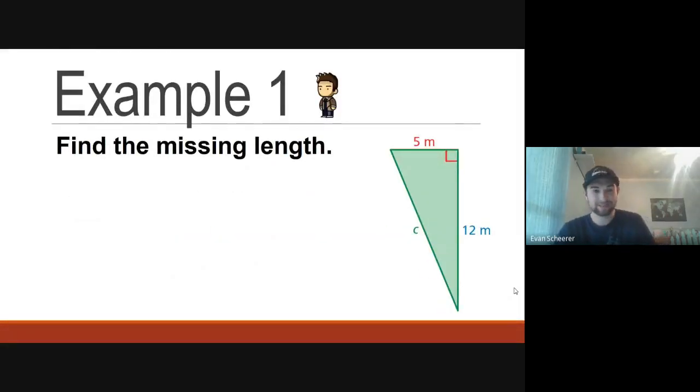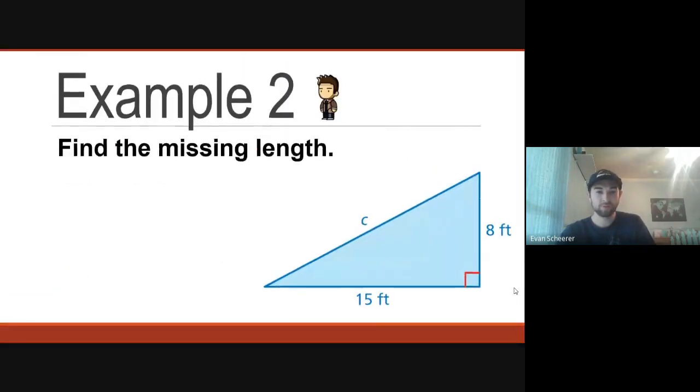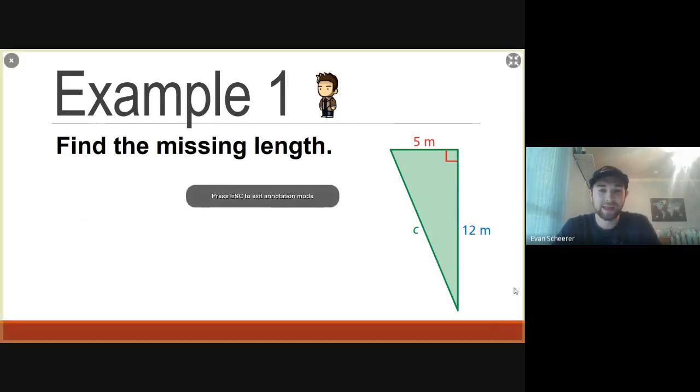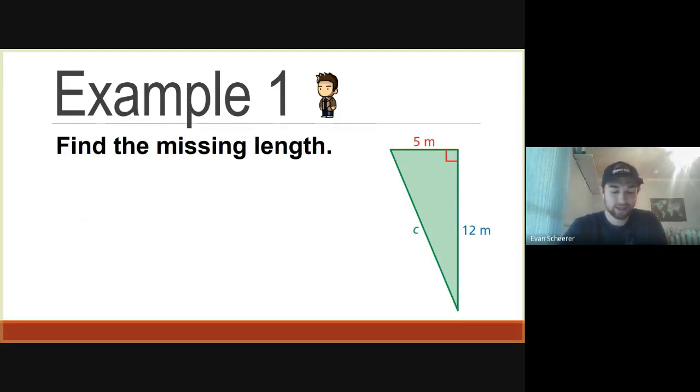Find the missing length. So what we're going to do when we find the missing lengths, first we need to identify our A, our B, and our C. Well, C is already there, so that's pretty easy, right? And then remember, A and B are always attached to the 90 degrees. So since they're attached to the 90 degrees, right above 5, I'm going to put an A. Right above 12, I'm going to put a B.